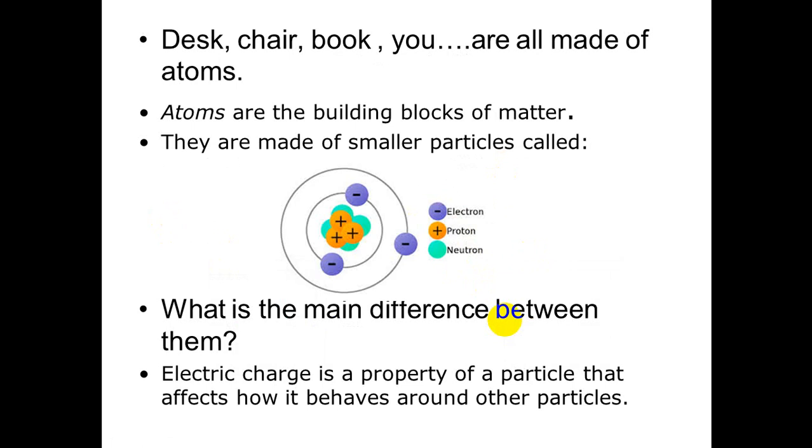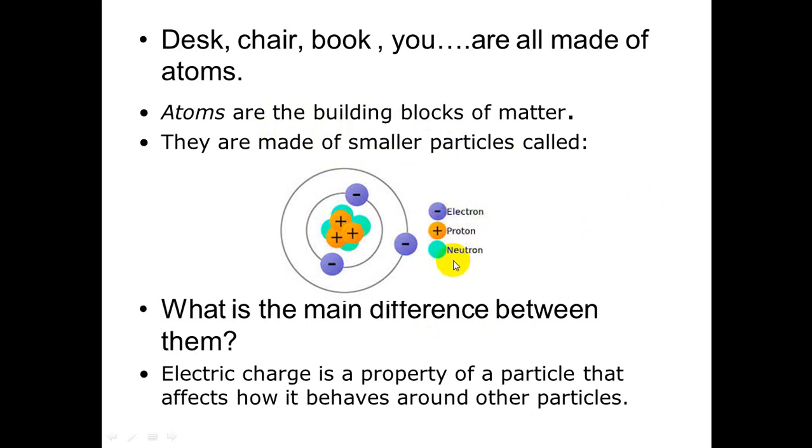Now to sum up our lesson: desk, chair, book, any matter around you is made of atoms. What's the meaning of atoms? Atoms are the building blocks of matter. The basic building blocks of all matter are called atoms. And atoms are made of smaller particles, called electrons, protons, and neutrons.